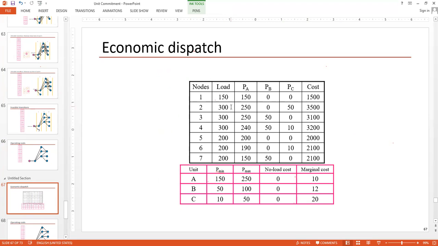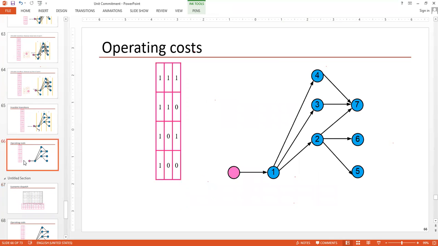So when it is node number 2, the load is 300. Which units are available at node 2? Let's see, 101. So unit A and C.